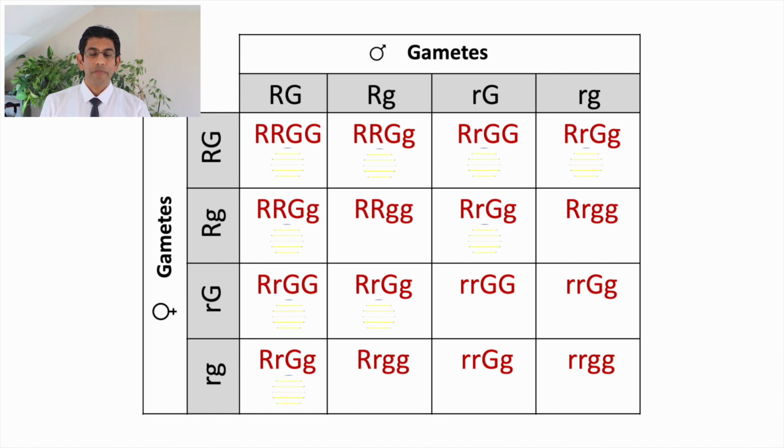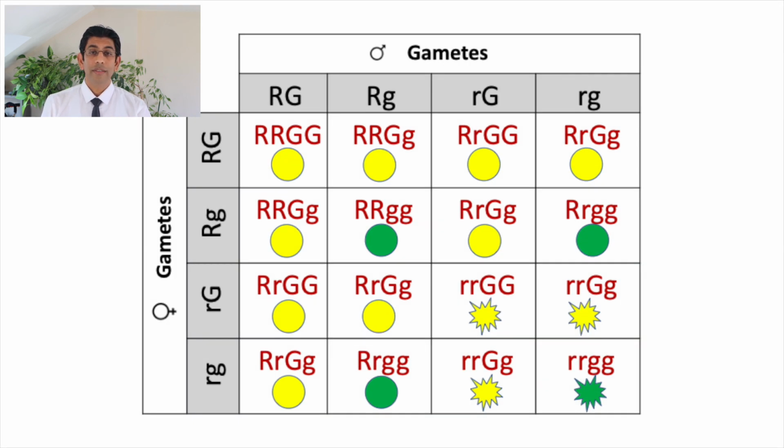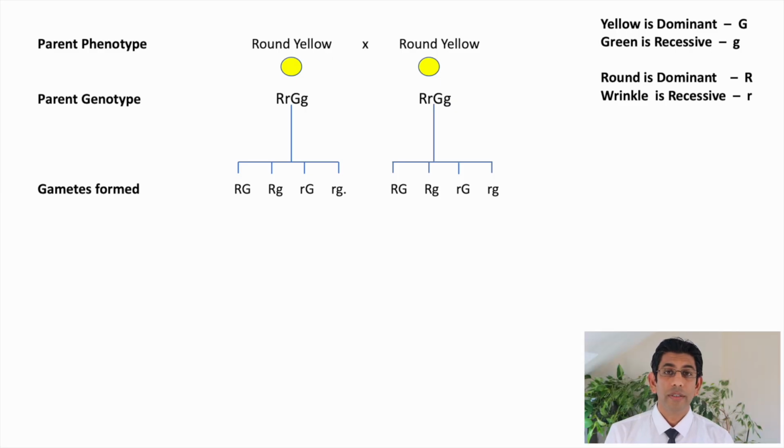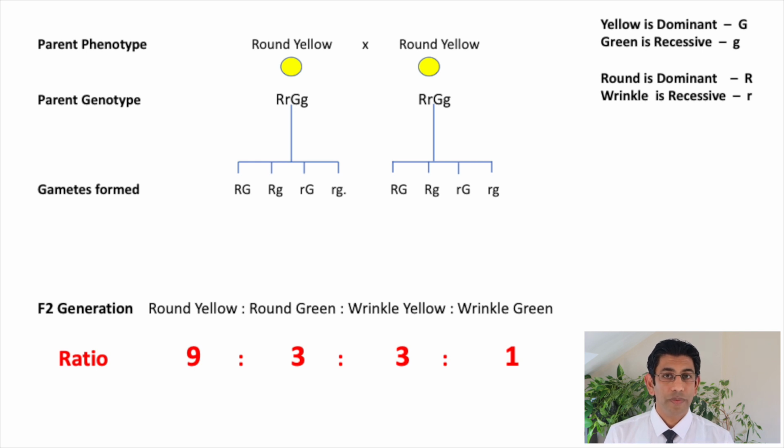Once you have done this, if you look at the phenotype of each of these possible combinations, you will see there are 9 round yellow seeds, 3 round green seeds, another 3 wrinkled yellow seeds and only 1 wrinkled green seed. So this is the combination for this crossing. So in the F2 generation, we have the ratio of 9:3:3:1. So this is the dihybrid inheritance ratio.